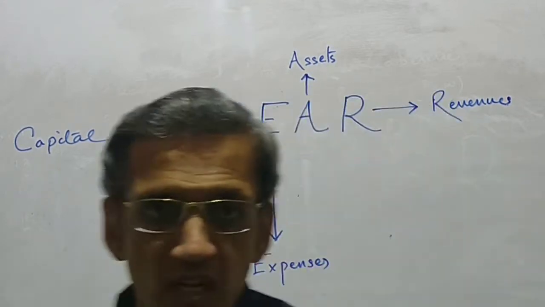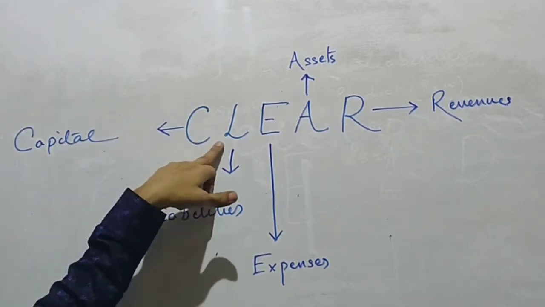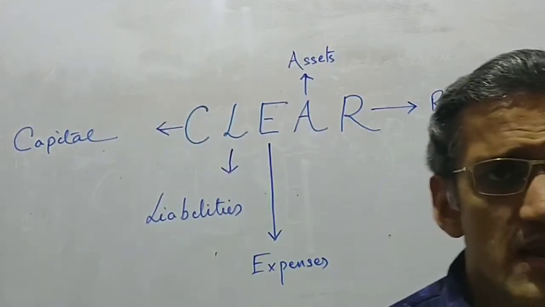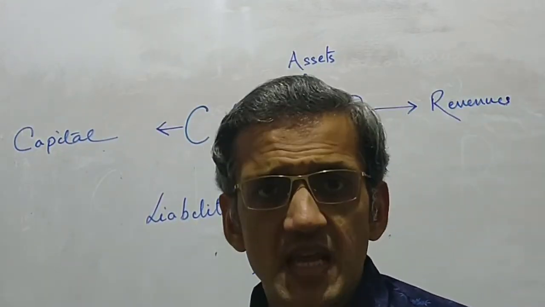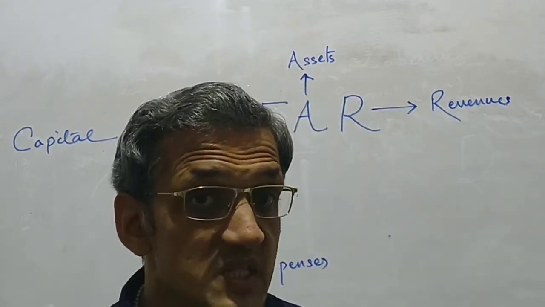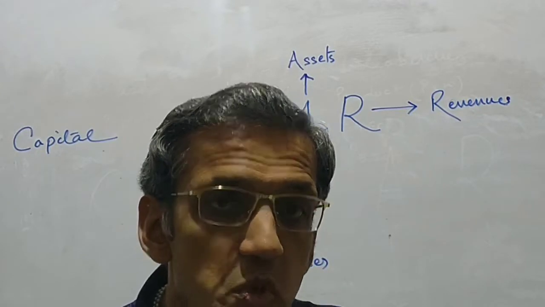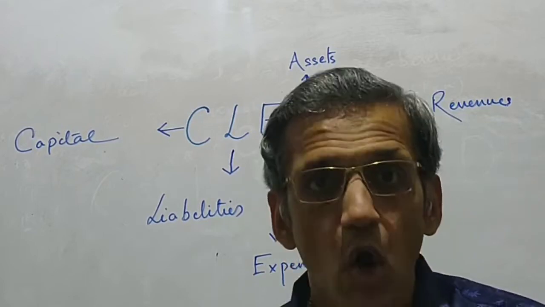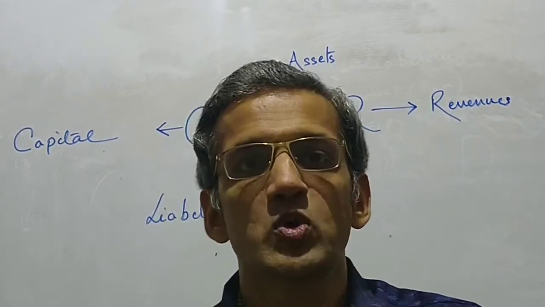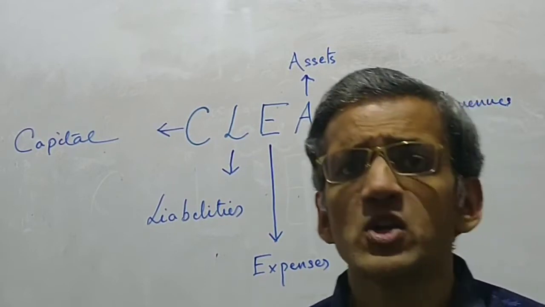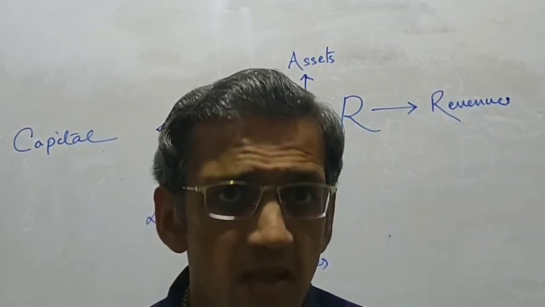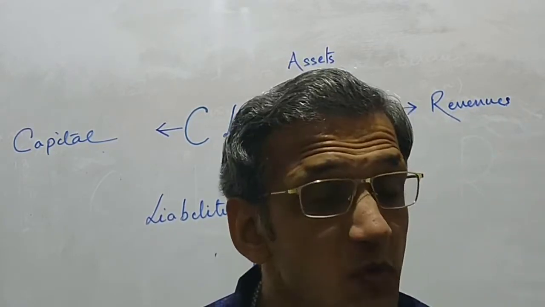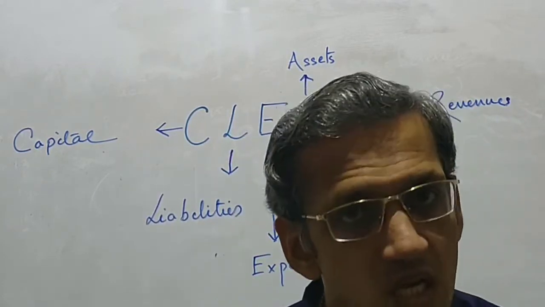Okay. Now coming to the next letter, L. L stands for liabilities. What is liability? Liabilities means anything which the business firm owes to outsiders. Amount which has to be paid by the business to the outsiders. For example, rent of the shop is due, rent of the factory is due. These all are liabilities. Means amount which is not yet paid is a liability.